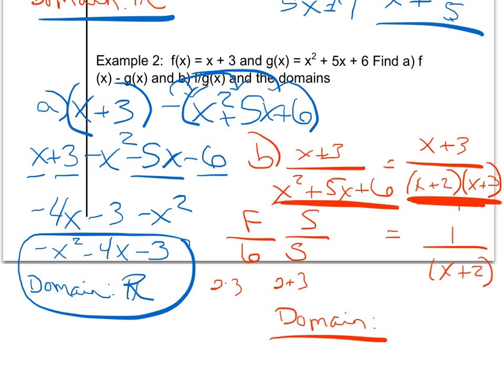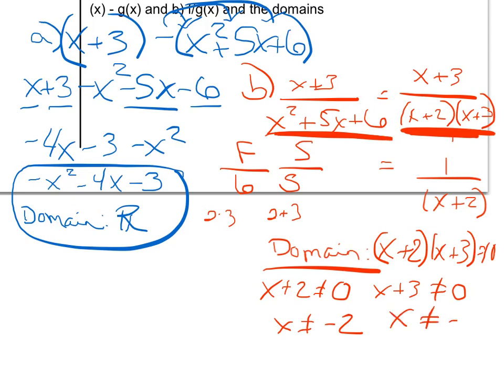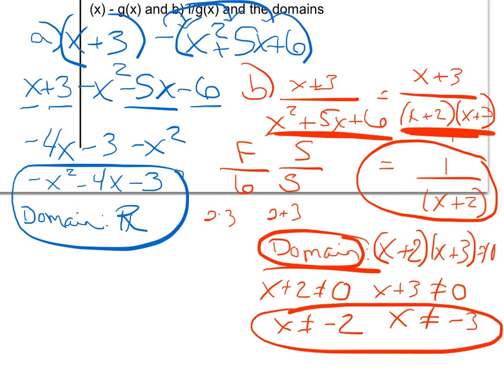It's easier for me if I have 2 things multiplying, because if 2 things multiply to be 0, or if 2 things multiply to not be 0, it solves the same way. Either x plus 2 cannot equal 0, or x plus 3 cannot equal 0. Do you remember this? So x cannot equal negative 2, and x cannot equal negative 3. So here's my simplified answer, and my domain is right down here.